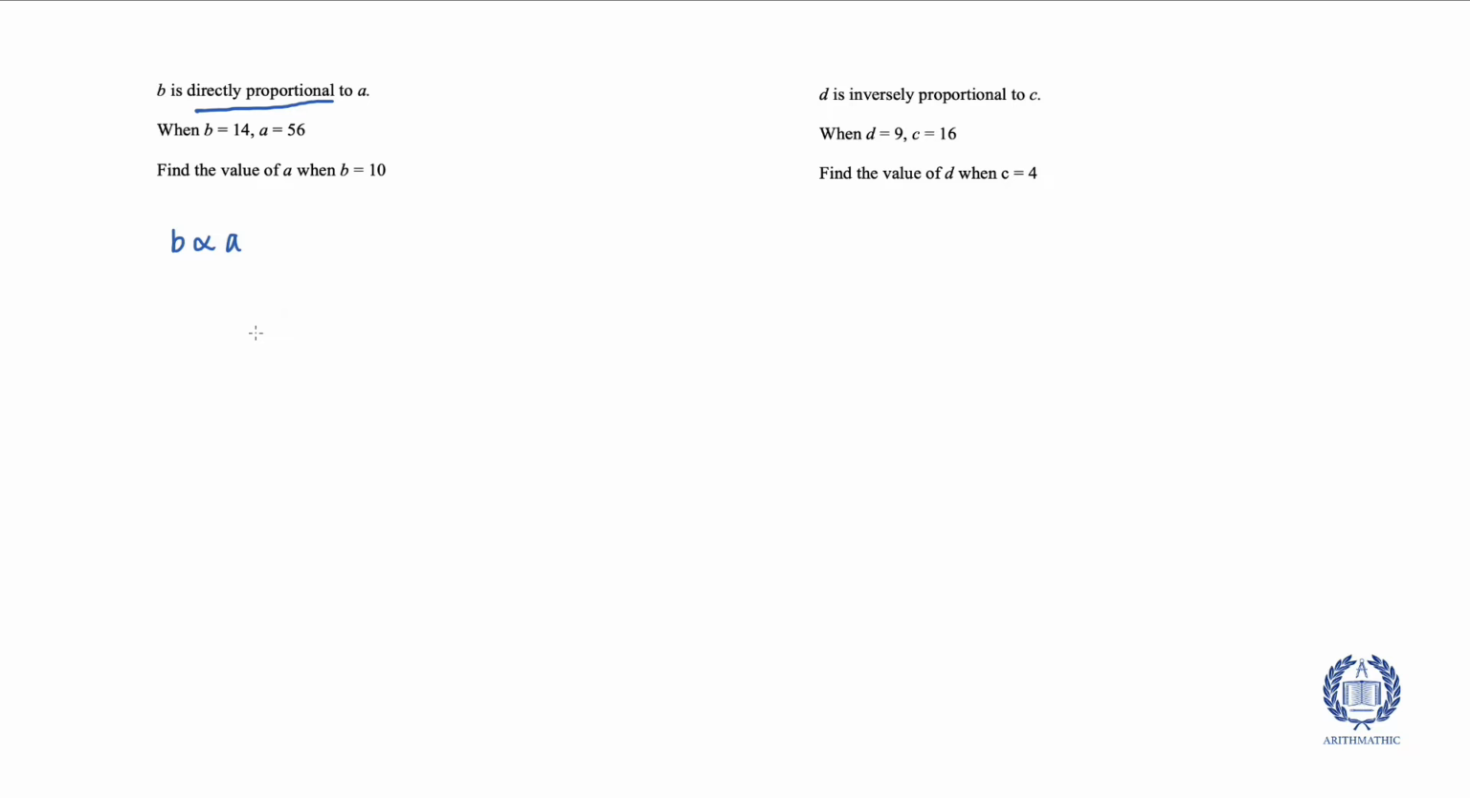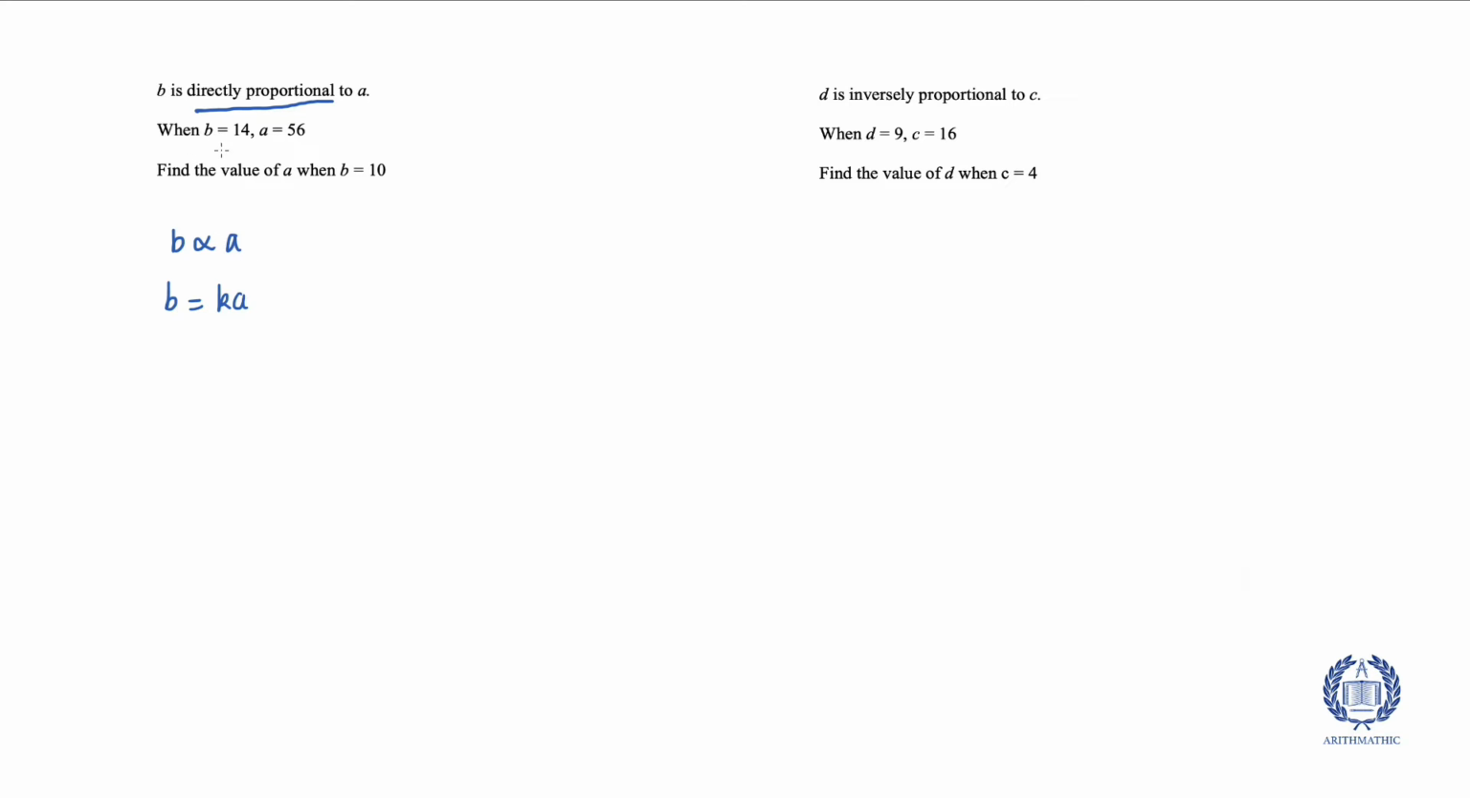Now, what we want to do is we want to take away this fish sign and bring in a constant value. So the next step is we're going to say B, this fish sign now changes to equals, and then we're going to have K, A. Now, K is this constant that we're going to find, and I'm going to show you how to do this. So you go from B directly proportional to A, the fish sign goes away and changes into equals, but then introduces the constant value K.